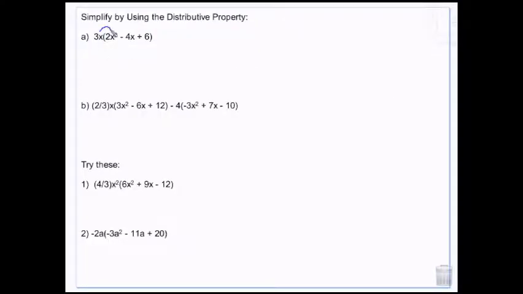Okay, so if we have distributive property, first we have to distribute, then we simplify. So 3x times 2x squared is going to be 6x to the third. So I'm adding my exponents. 3x times -4x is -12x squared. And 3x times 6 is plus 18x. Then I check and see if I have any like terms, which I don't, so I'm done.